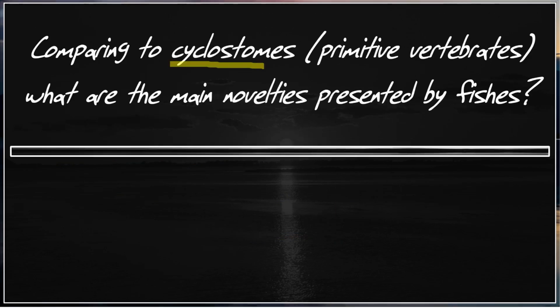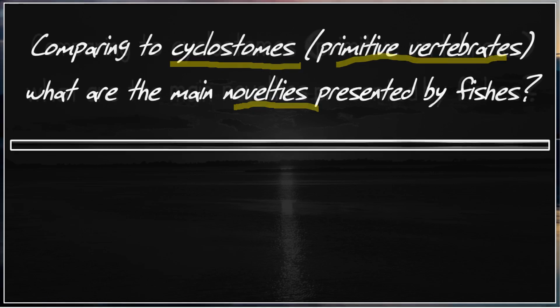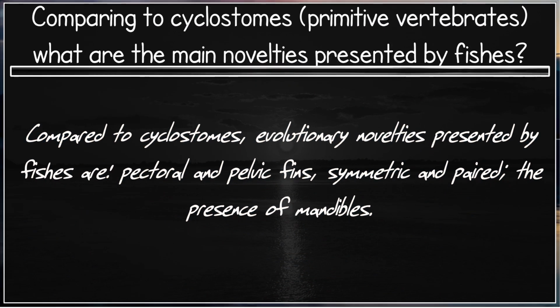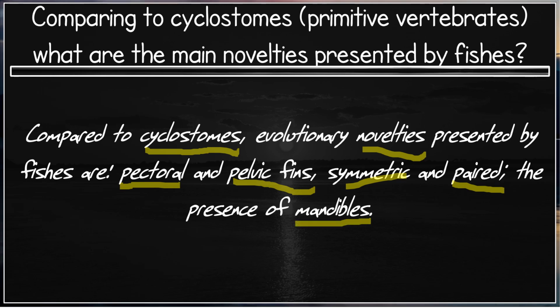Comparing to cyclostomes, those are the primitive vertebrates, what are the main novelties presented by the fish? Compared to cyclostomes, evolutionary novelties presented by fish are pectoral and pelvic fins, symmetric and paired, the presence of mandibles.